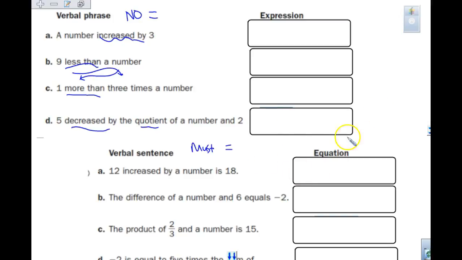If we read the first one, a number increased by 3, how nice and easy could we start off in our life, right? Kylie, what do you have? X plus 3. X plus 3. Can I use n? Yes, you can use any variable.